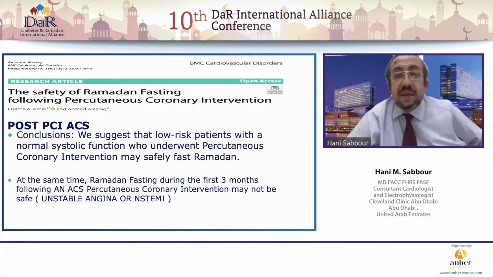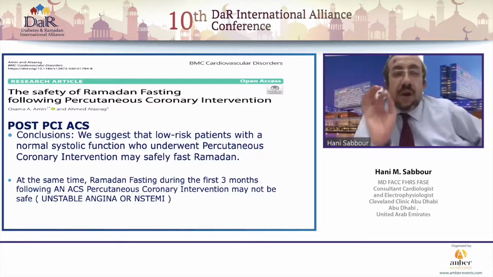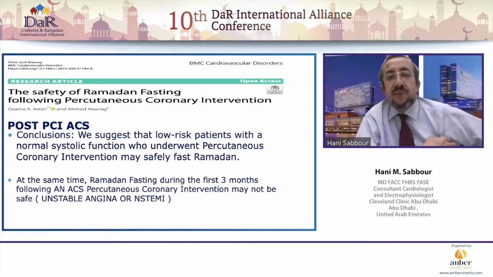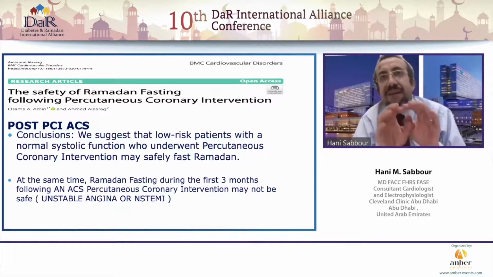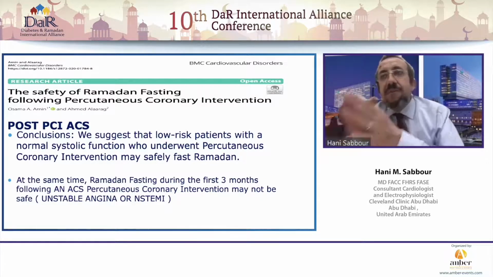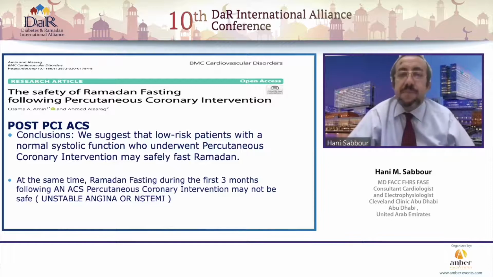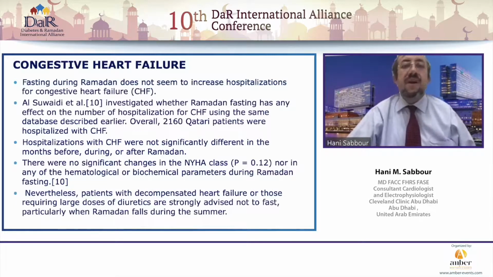fast during Ramadan. However, Ramadan fasting after an acute myocardial infarction and a PCI for unstable angina or non-STEMI may not be safe. So if we exclude the first 3 months after an acute MI, everybody else who has coronary artery disease, even if they've had a stent and even if they're on antiplatelet therapy, may continue to fast. What about congestive heart failure?